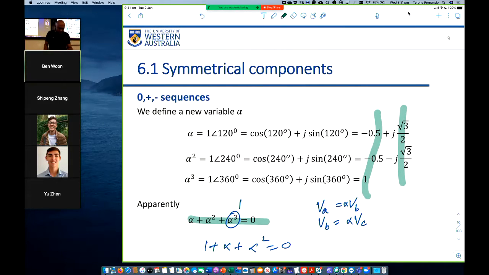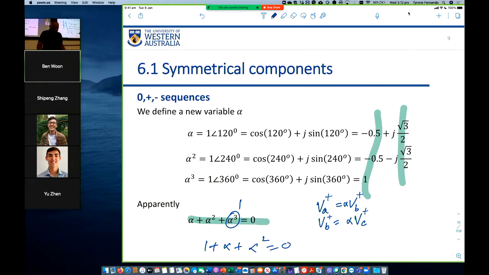For positive sequence voltages, VA leads VB by 120 degrees. So VA plus leads VB plus by 120 degrees. So alpha times VB plus will be VA plus. And VB plus will lead VC plus by 120 degrees, so we can say that VB plus must equal alpha times VC plus, right?